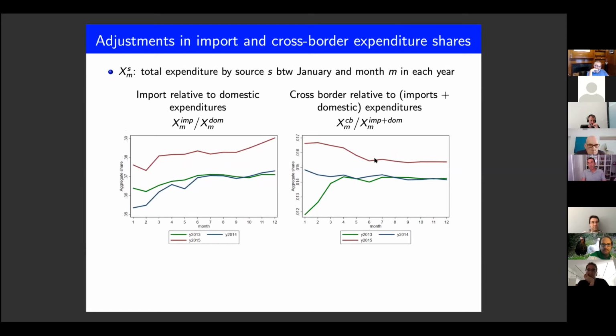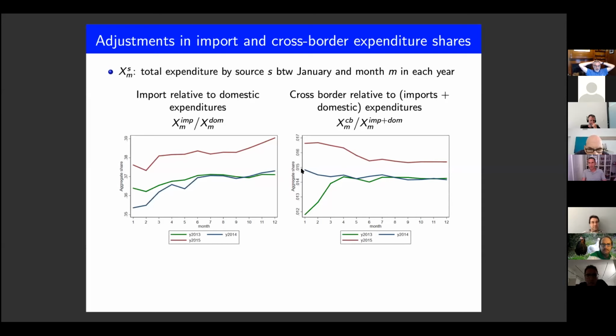And there's also an increase in the expenditure ratio of cross-border goods relative to domestic purchase goods, imports and domestic. You can see that these ratios are much smaller. So of course, cross-border shopping on average is not so high. It's going to be much higher close to the border. I'm going to show you.